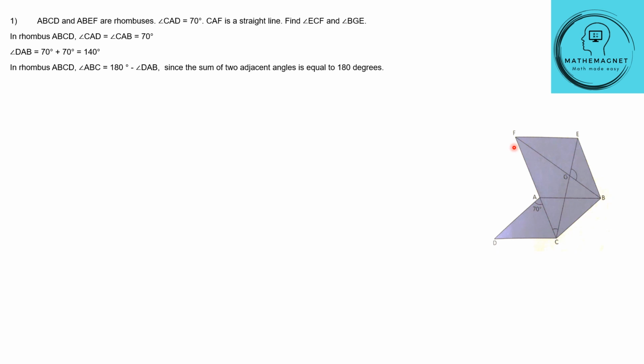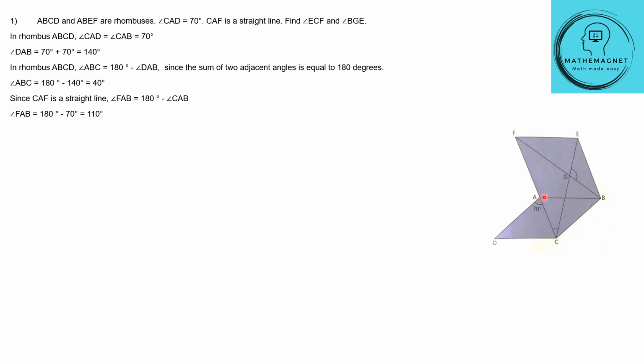So angle ABC will be equal to 180 minus angle DAB, which is 180 minus 140, which is equal to 40 degrees. Now we know angle DAB, and we also know angle ABC. The next step: since CAF is a straight line, as given, and we know CAB is 70 degrees, we can find angle FAB, which is 180 minus CAB, which is 180 minus 70, which is equal to 110.